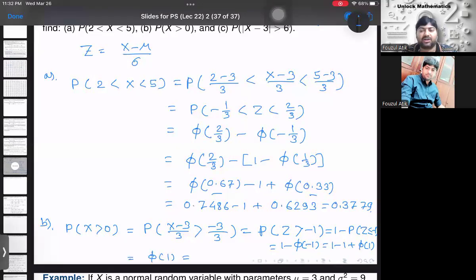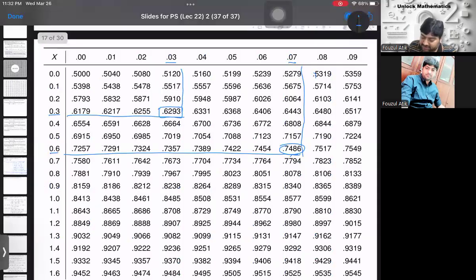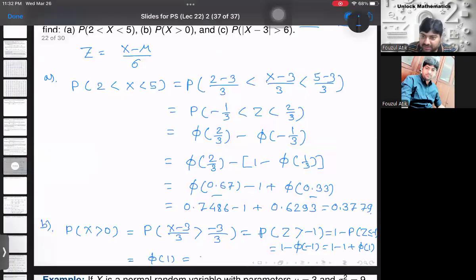Now again, how to calculate this phi of 1 value? Go back to the standard normal table. So phi of 1 is where? Somewhere here, we have 1.0, so we have to get this value only. So 0.8413 from the table. So if you put in the value, we get the answer as 0.8413.